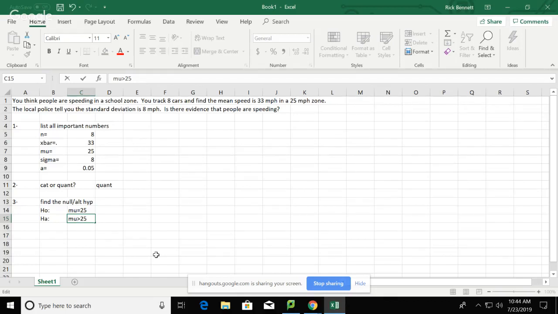Okay? Now, I didn't really cover this very well yesterday, but if it's a not equal to, you're going to double the p-value. If it's just one side or the other, you're just going to find it. So this is what we would call a one-tail, or actually a right-tail test.